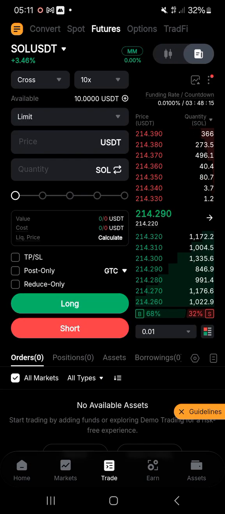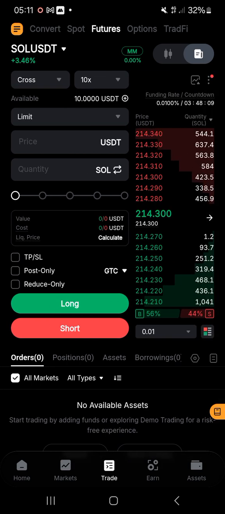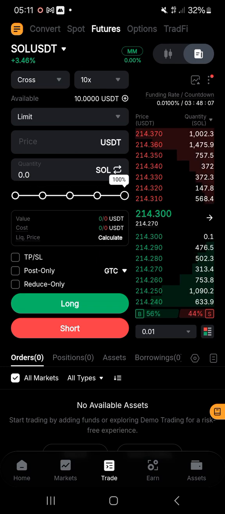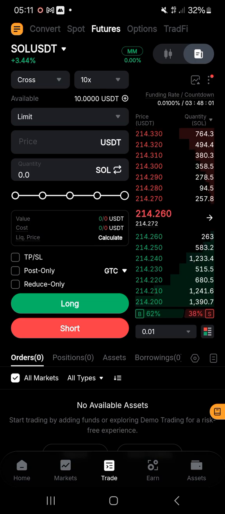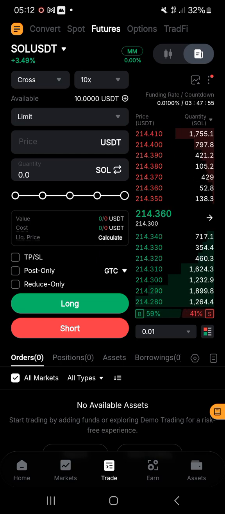So let's come back here. Are we going to use the whole of our money? If you're going to use the whole money, here is the quantity. You click on this to put it at 100%. 100% means you're using the whole of this $10. Then I'll show you the leverage, and I'm also showing the price, and I'm also showing the token.